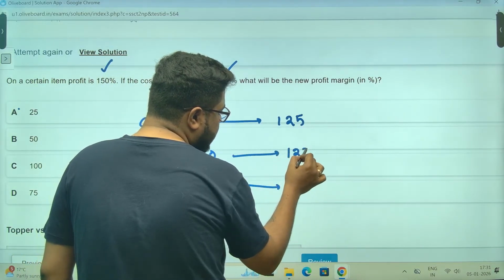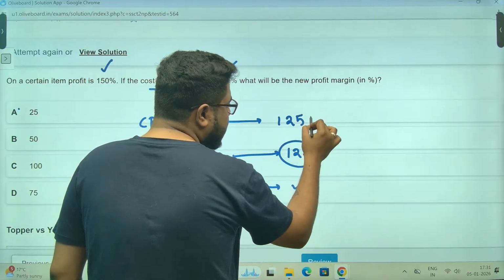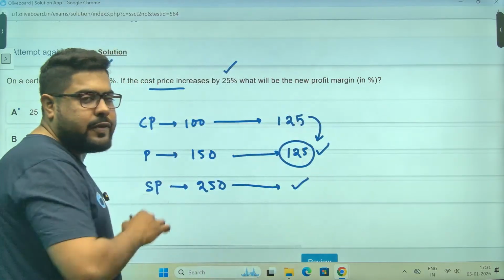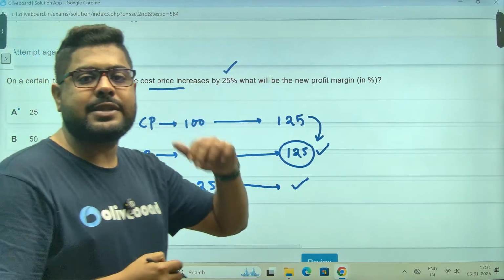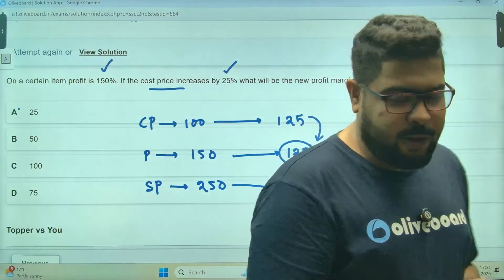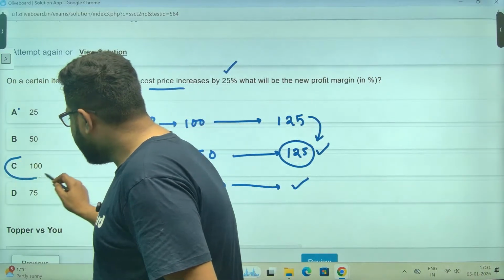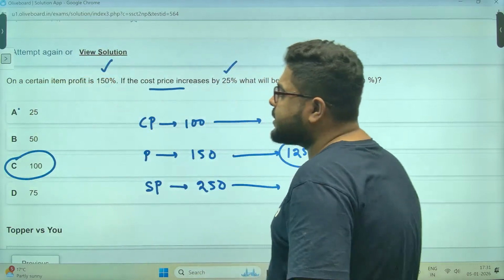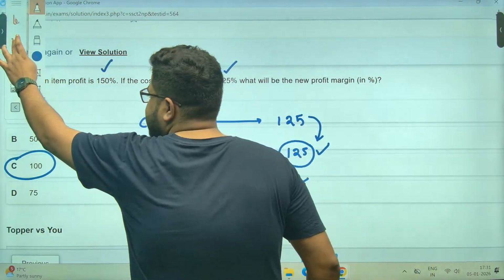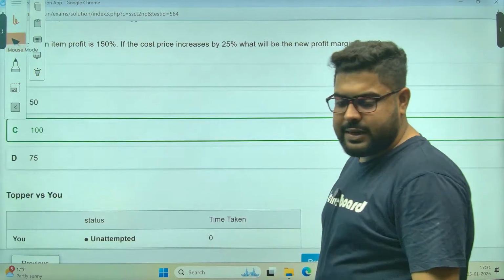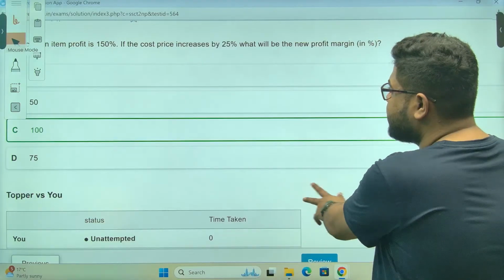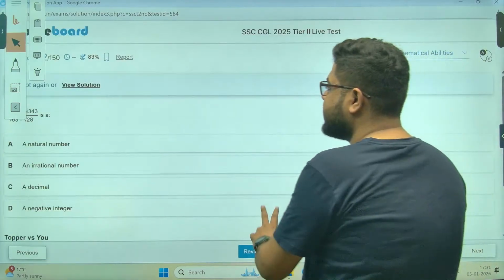New profit is 125. So 125 rupees, we are getting the same profit, meaning 100% profit, sir. Meaning the profit percentage is 100% because 125 is 100% of itself. So you can say simple calculation, 100% is the answer. It's very, very simple again.